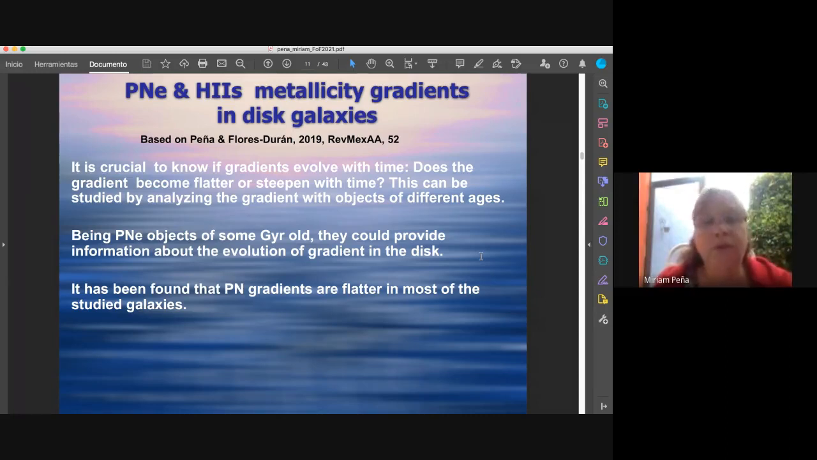It is a question not yet answered. This can be studied by analyzing the gradient with objects of different ages. And being planetary nebulae objects of some gigayears old, they could provide information about the evolution of the gradient in the disk. It has been found that planetary nebulae gradients are flatter in most of the studied galaxies.